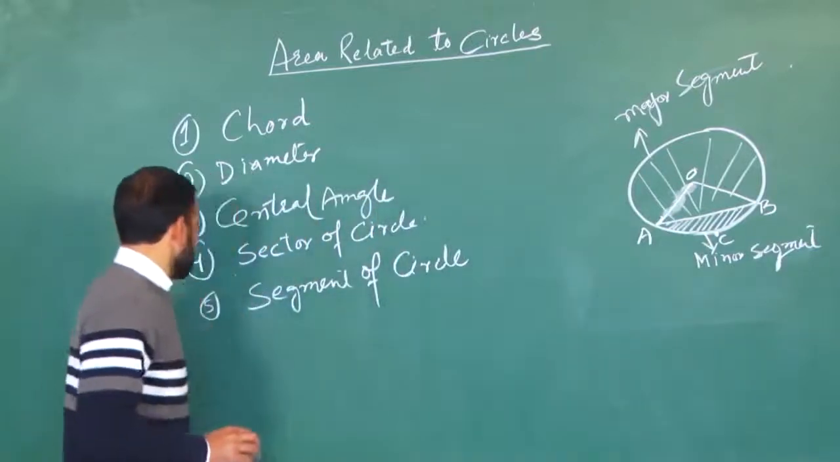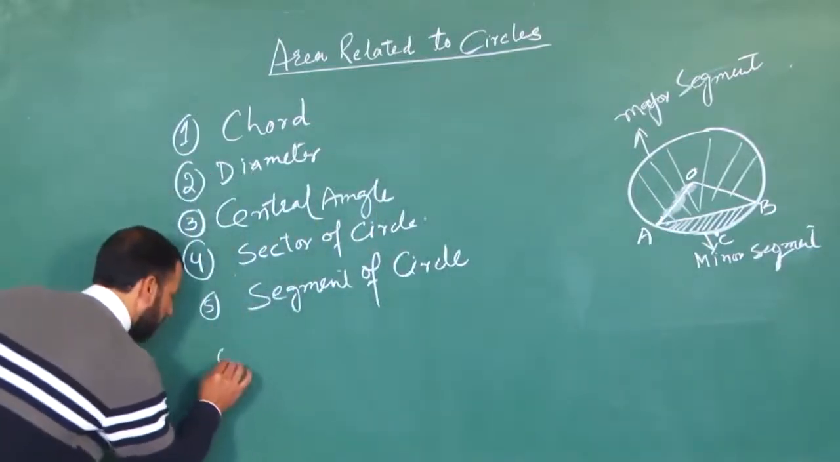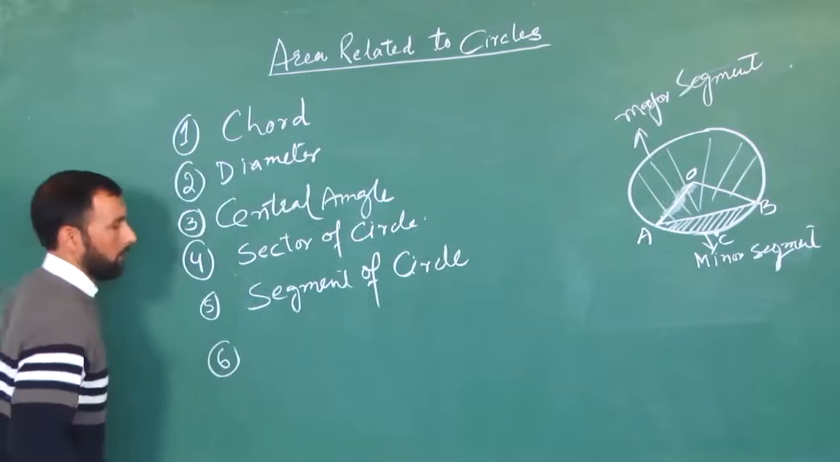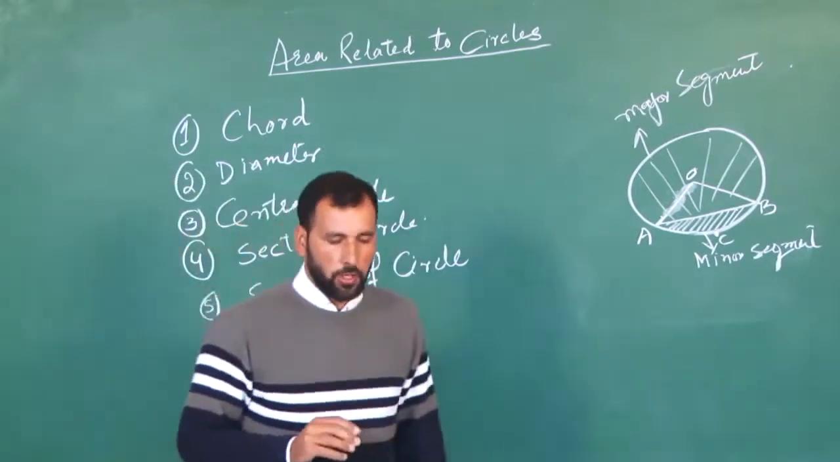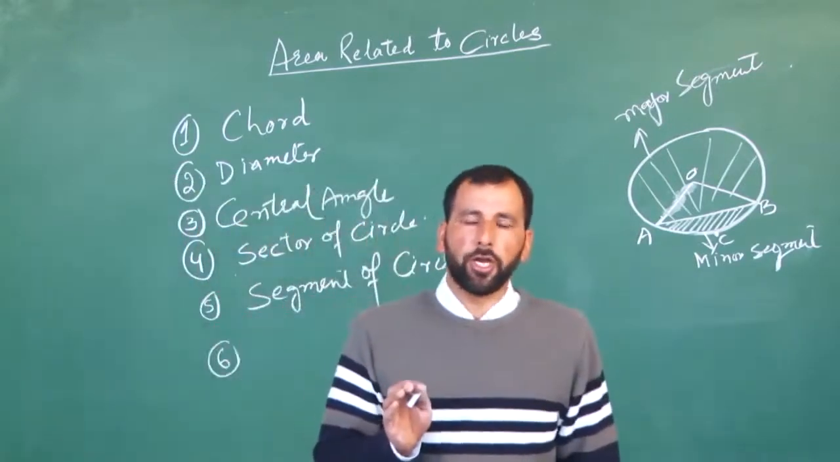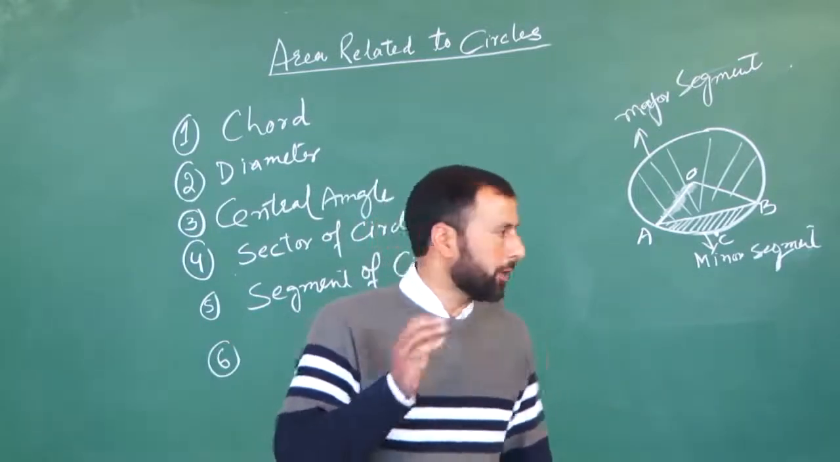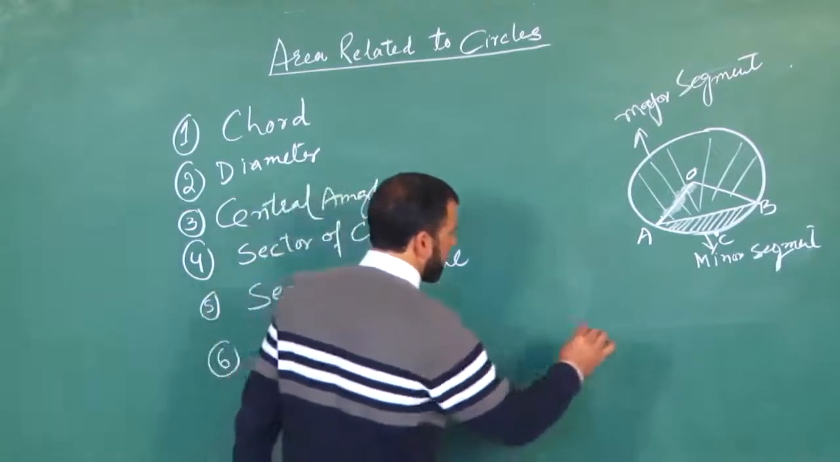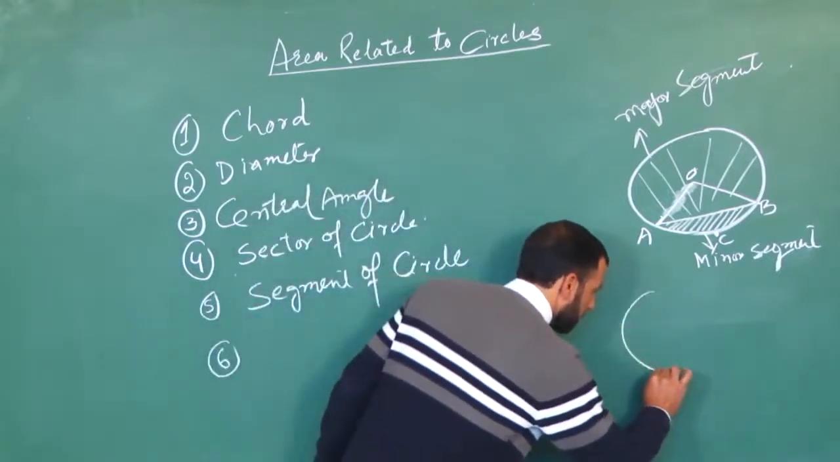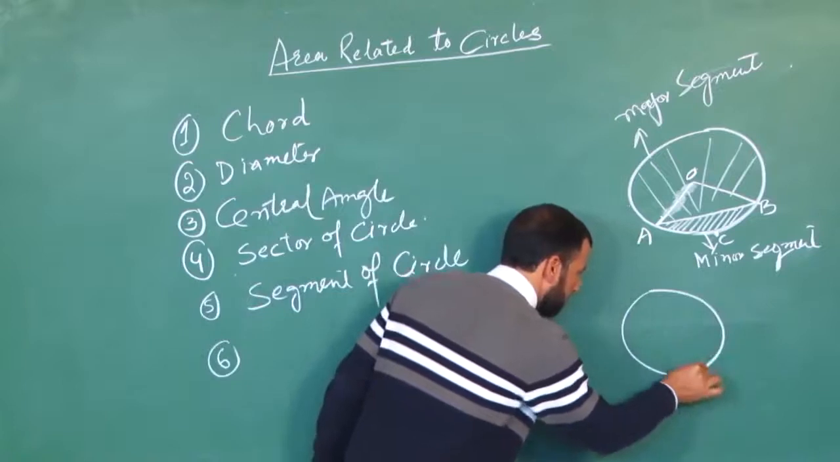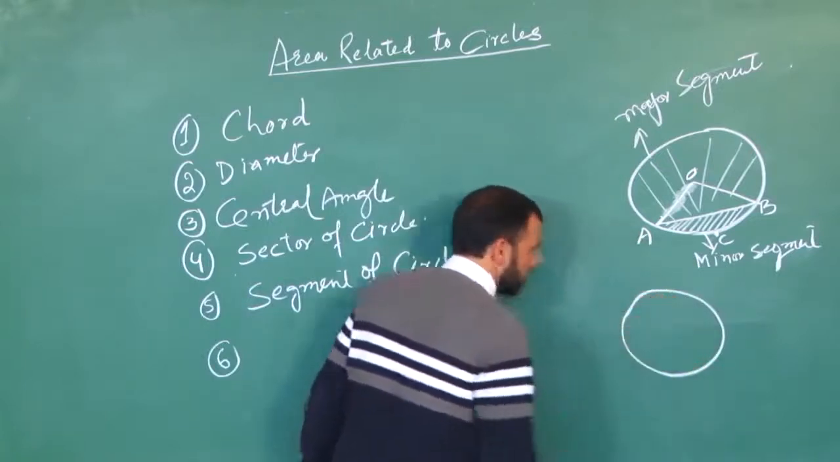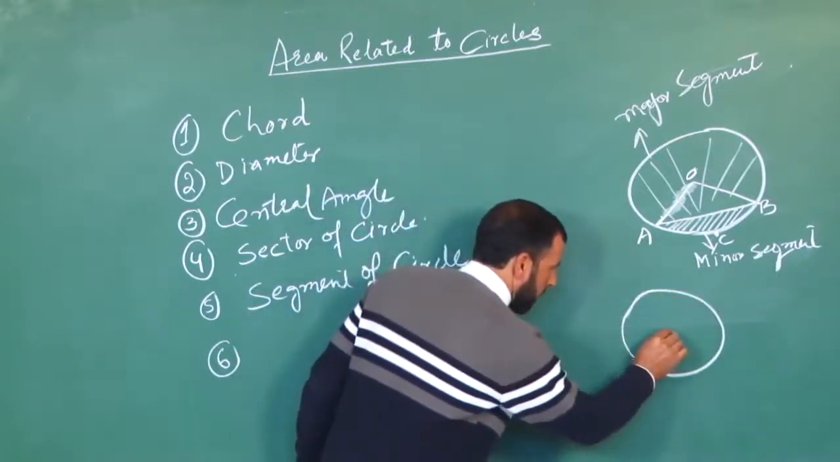Now we have the sixth point here, that is quadrant of a circle. A sector is said to be a quadrant of a circle when the central angle is equal to 90 degrees. Means if we draw a circle here like this, we take the center point as O.